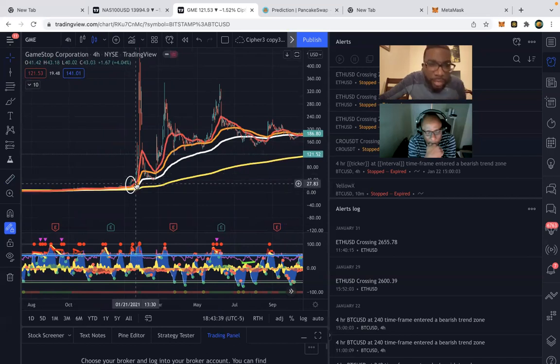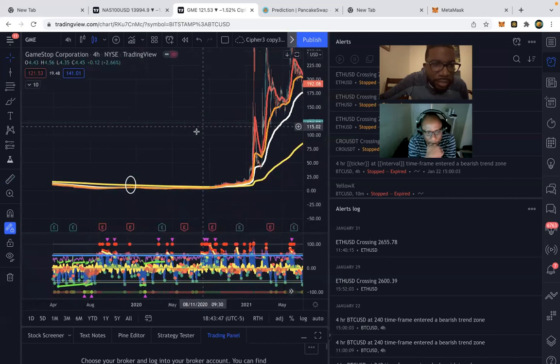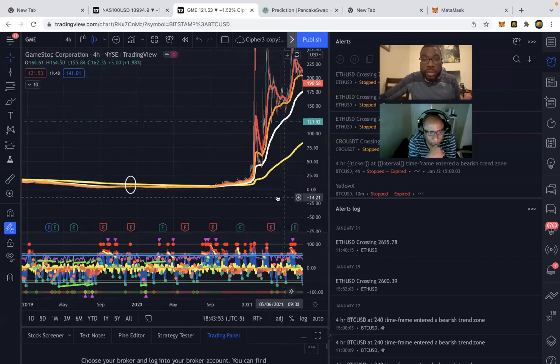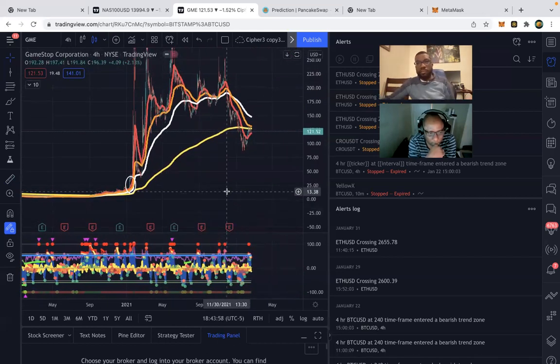Even if you don't get the best entry, let's say this is $31. Some people try to get in, I don't know, like here, which wasn't even a bullish order, at $4, which would have been a nice price. But you know what? Even at $31, you still made 11 times your money. Absolutely.